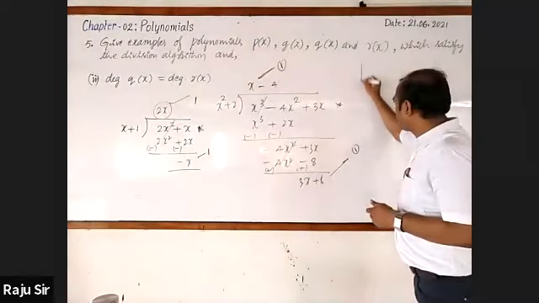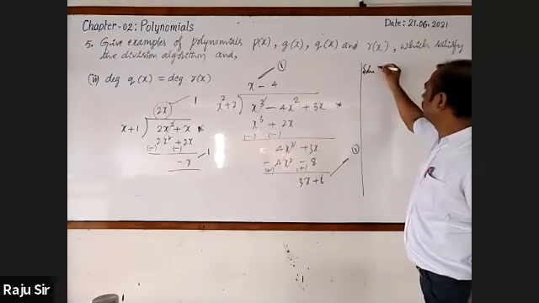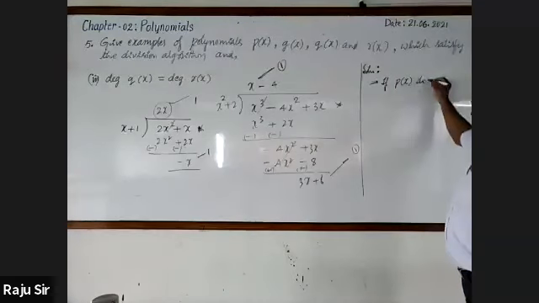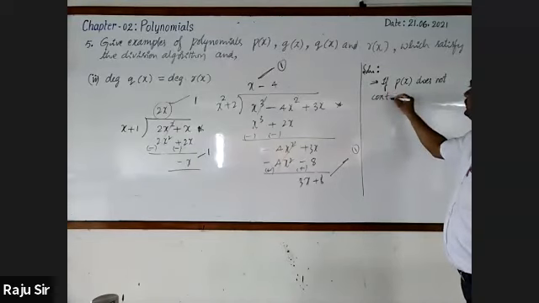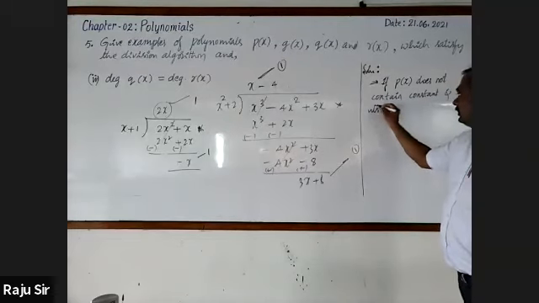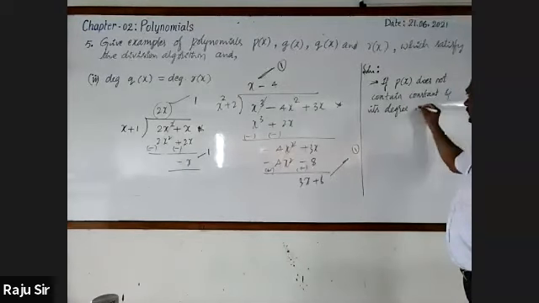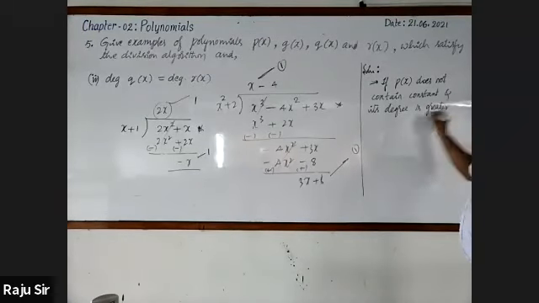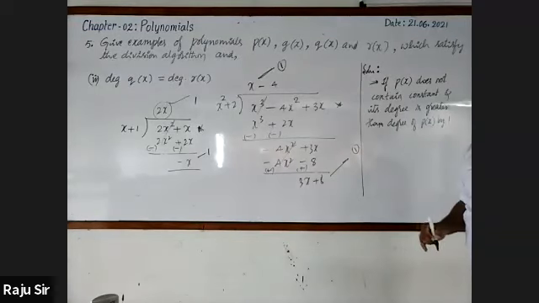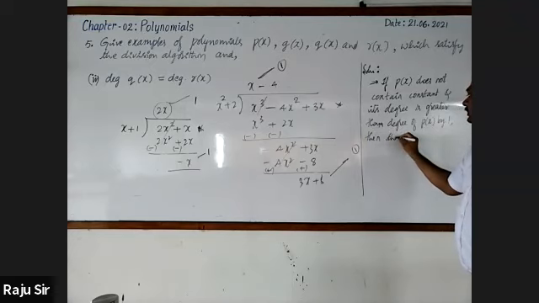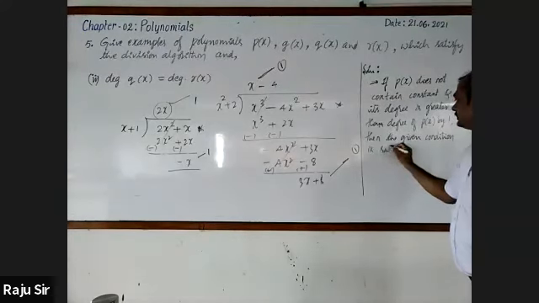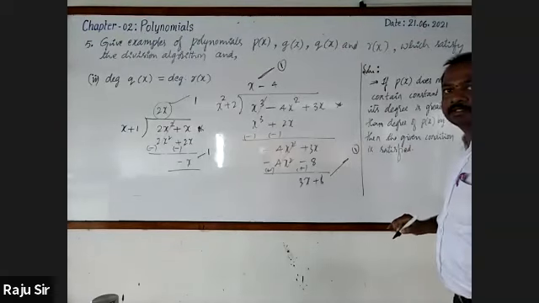So write down. First write this. If p of x does not contain a constant and its degree is greater than the degree of g of x by 1, then the given condition is satisfied.